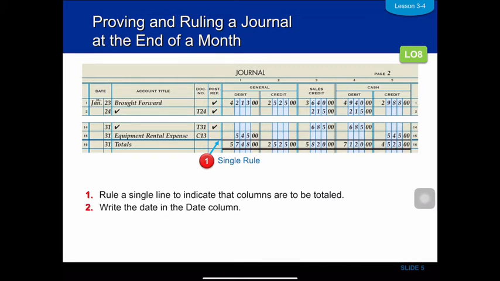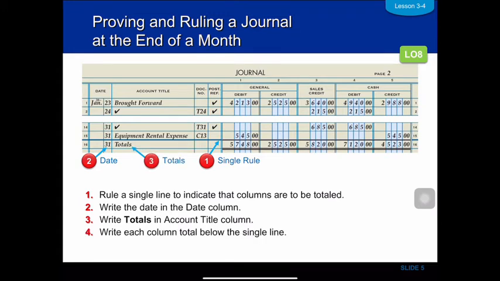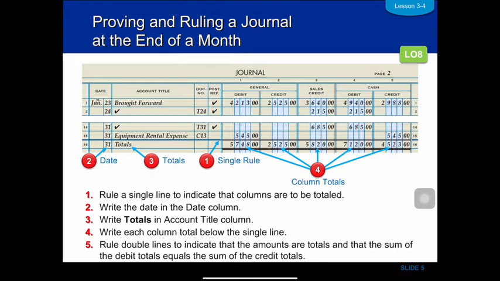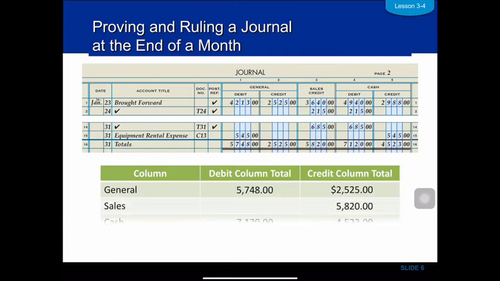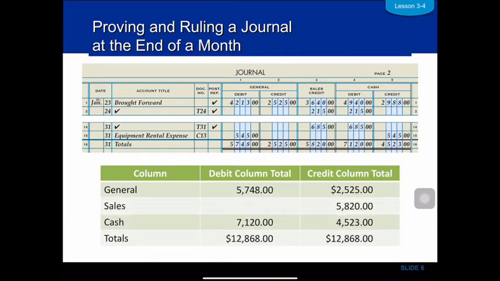We will write the date in the date column. We will write the words totals this time because we are at the end of the fiscal period, at the end of the month. We will write each column total below the single line. And then we will double rule. After we have filled out that chart, prove that debits equal our credits, we will double rule. Again, double ruling means that you are finished, you have verified them as correct. And again, before you do all of this, you will fill out the form that looks like this, just to prove that your debits equal your credits.